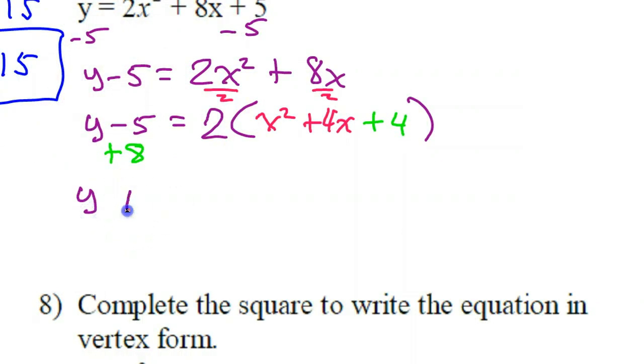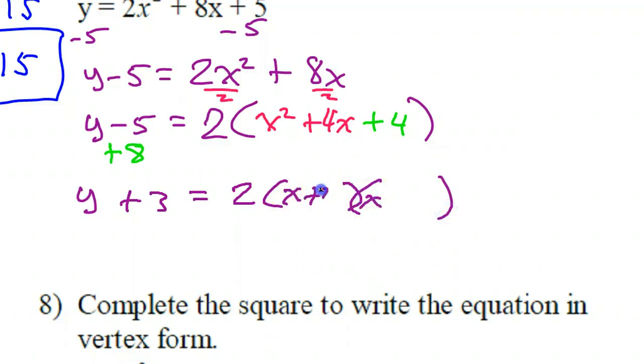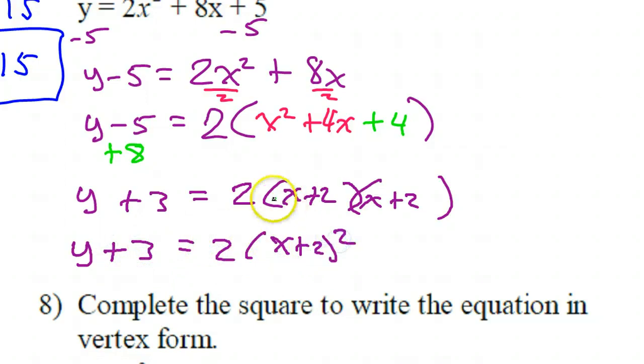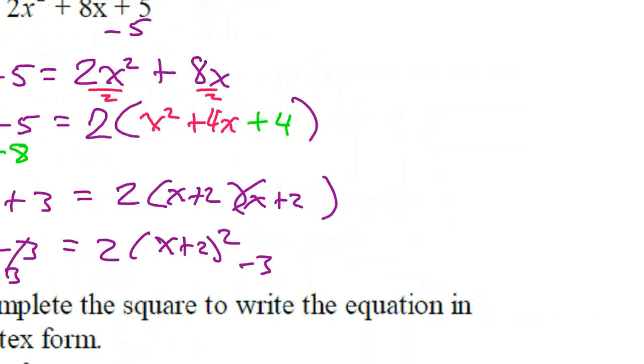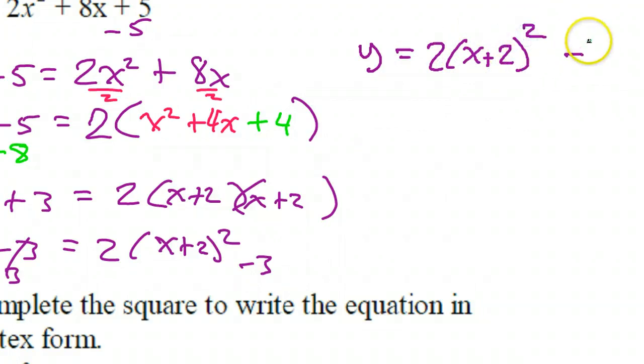Alright, this leaves us with y plus 3 is equal to 2 times x plus 2 times x plus 2, which I could write more compactly as 2 times x plus 2 squared. Last step is just to get that 3 over there on the proper side. I'll just subtract 3 from both sides. So here comes the standard form, you guys. It is y equals 2 times x plus 2 squared minus 3.